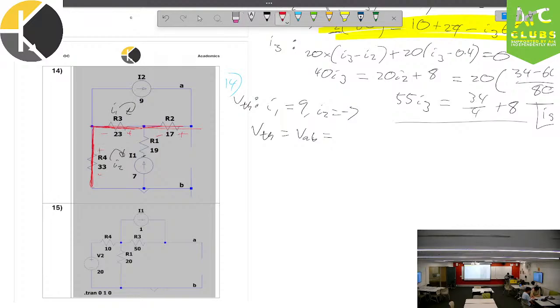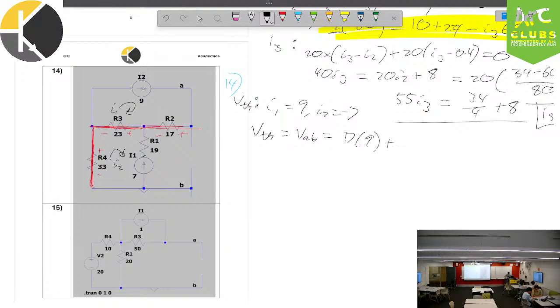So rather, I'm measuring the voltage from the top to bottom, okay? So I start with the 17. What's the current going through it? It's just I1. So I1 is 9, so I have a 9 over there.